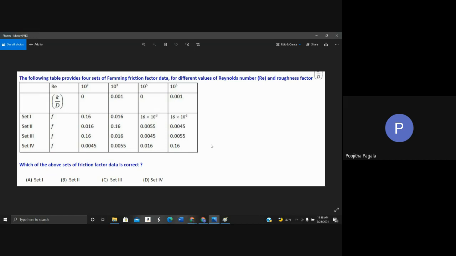So if it is rough, will the friction be more or less? It will be more. So the friction factor will be more. So in Set 1, the friction factor is not changing at all. It is remaining 16 into 10⁻⁵. In Set 3, the friction factor is increasing slightly. So Set 3 is the right one and all the remaining are wrong data.